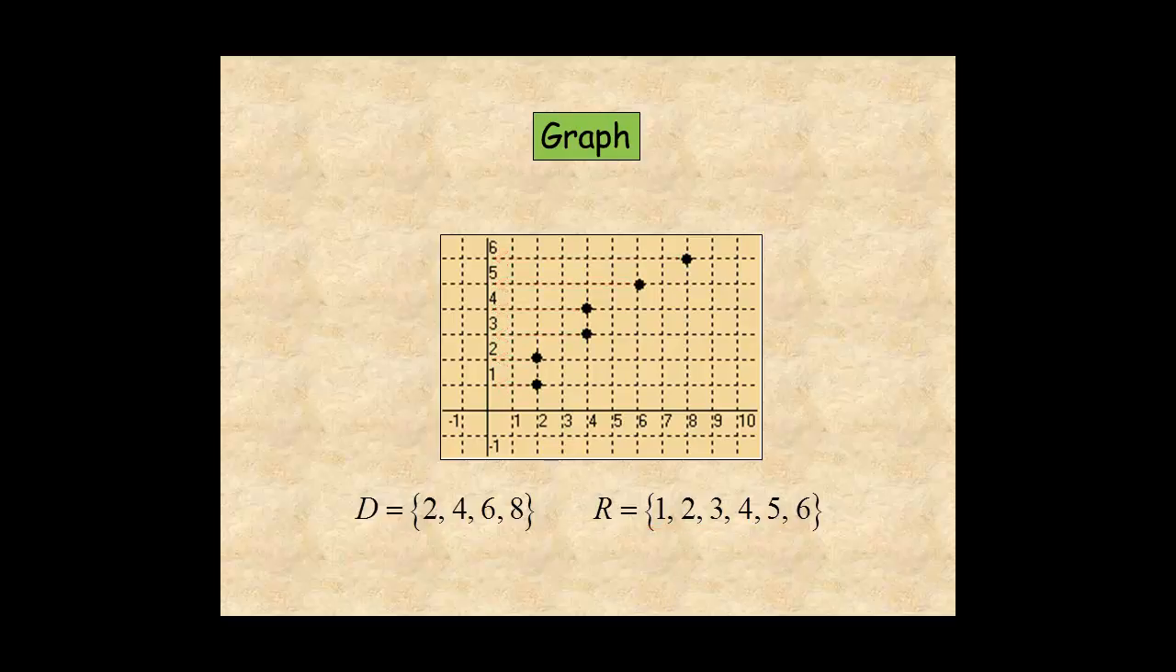You can use the vertical line test to determine whether or not the relation is a function. If any vertical line passes through more than one point of the graph, the relation is not a function. Notice, this relation fails the vertical line test at x equals 2 because the vertical line passes through 2 points. The relation also fails the vertical line test at x equals 4. So this relation is not a function.